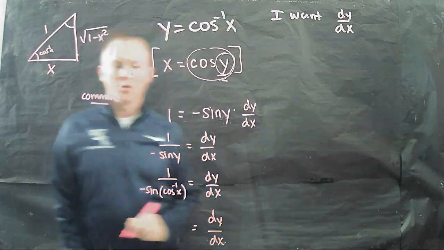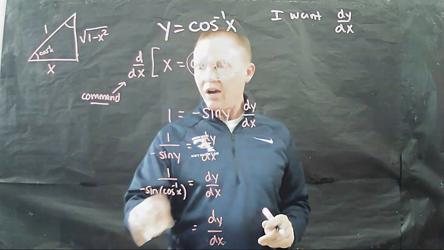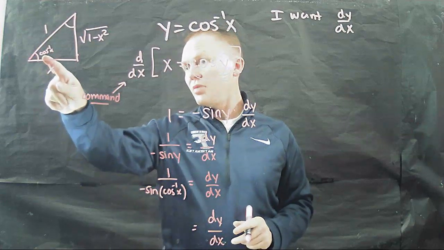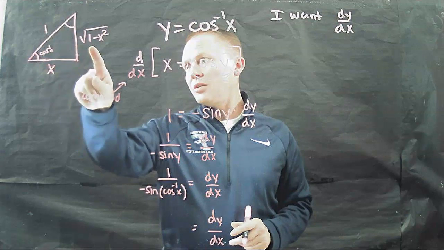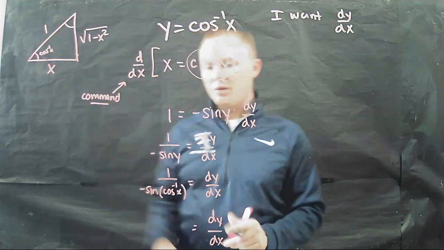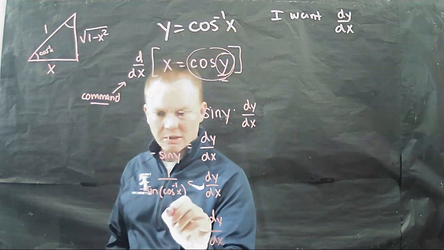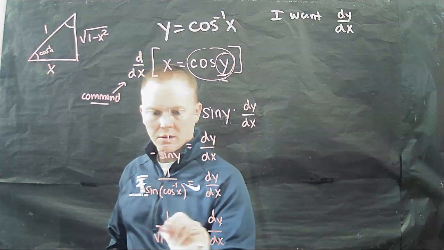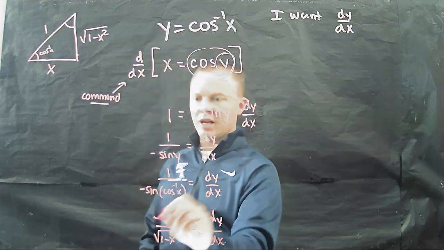Go to the triangle. What is the sine of the inverse cosine of x? So there's the inverse cosine of x. There he is. What's his sine? Opposite over hypotenuse. Oh, look at that. It's the same as it was before. But there's a big difference here. Okay, because this one's negative.